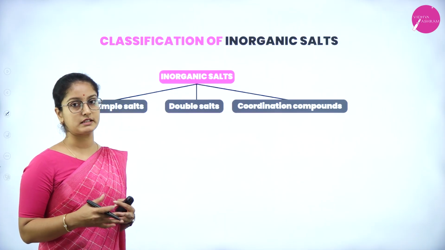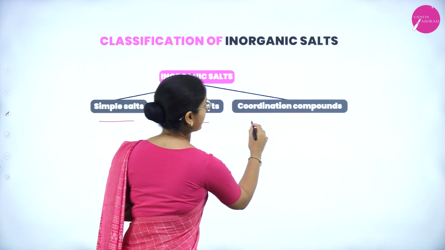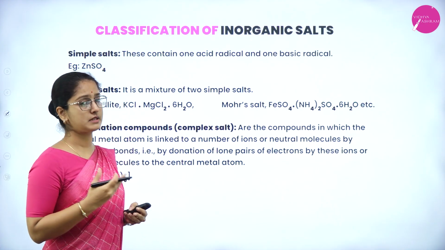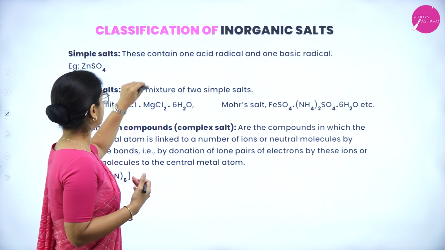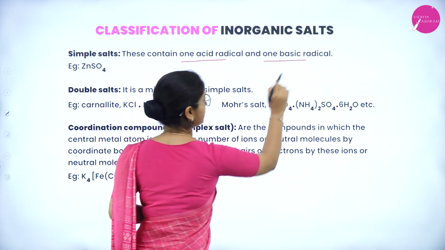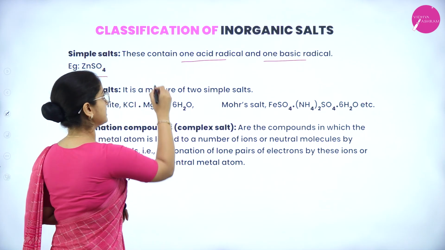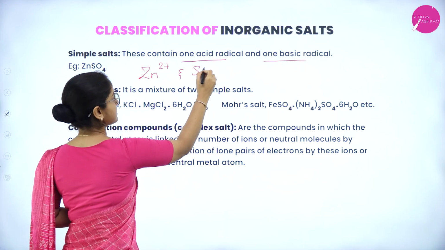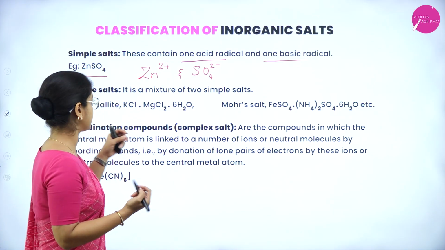So inorganic salts are classified basically into three types, that is simple salts, double salts and coordination compounds. And what are those simple salts, double salts and coordination compounds? Let us see. Simple salts are those which contain one acid radical and one basic radical. For example, zinc sulfate, where the acid radical is zinc 2 plus and sulfate is the basic radical, with 2 minus. So one acid radical and one basic radical.